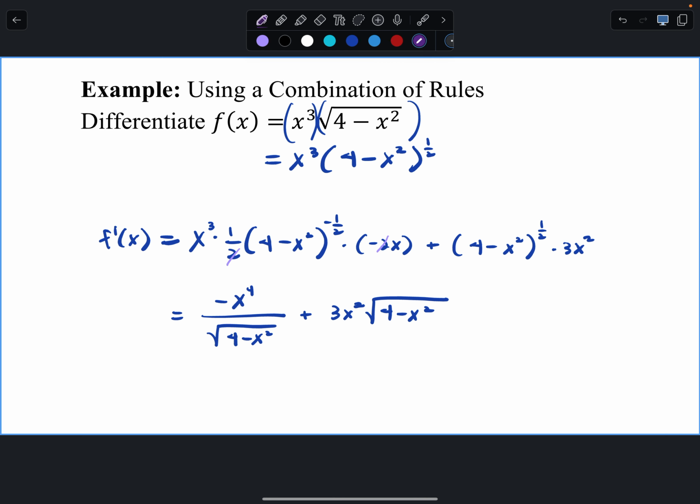What did she say about the powers? She doesn't like negative powers. I don't like negative exponents or complex fractions.